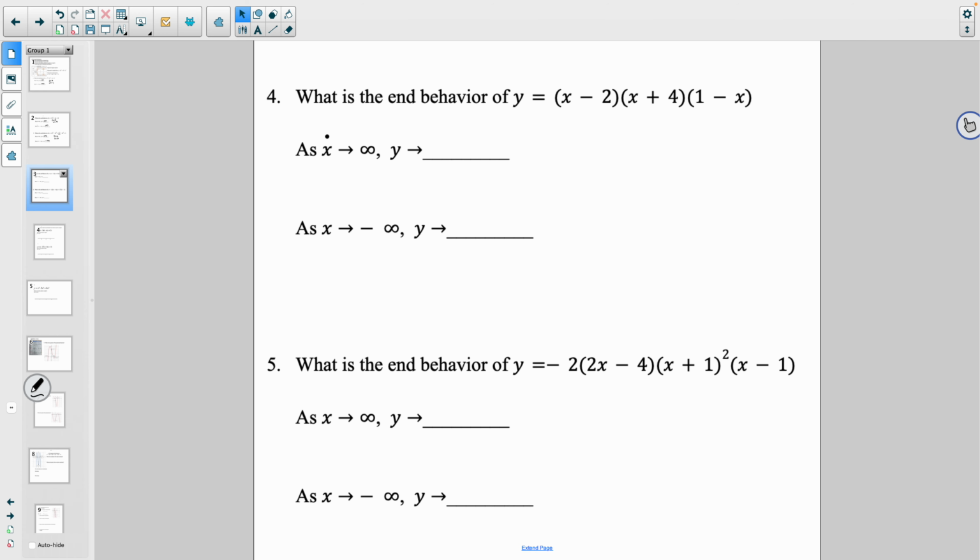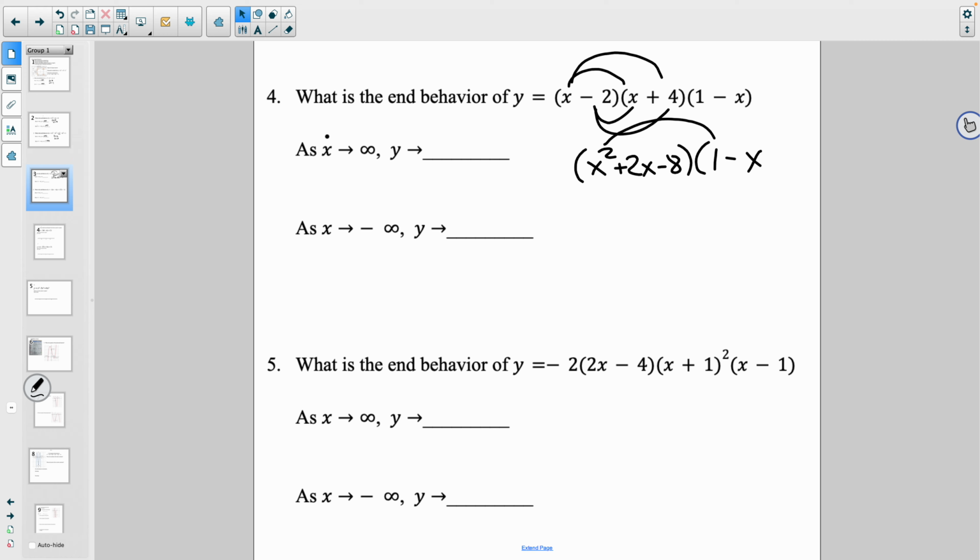All right, for this one here, when it's something like this, it's hard to tell exactly what our degree and leading coefficient are, so we can distribute. So let me FOIL this out real quick. I'm just going to do the first two. So in here, I have x squared, plus 4x minus 2x is plus 2x, minus 8. Let me multiply it by 1 minus x. We can FOIL one more time.